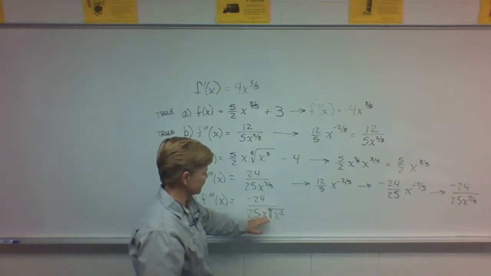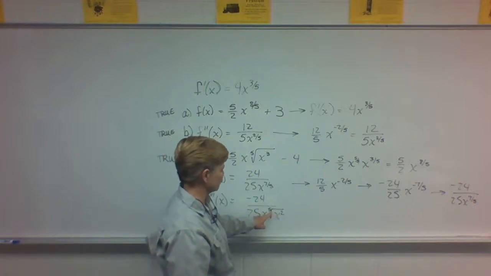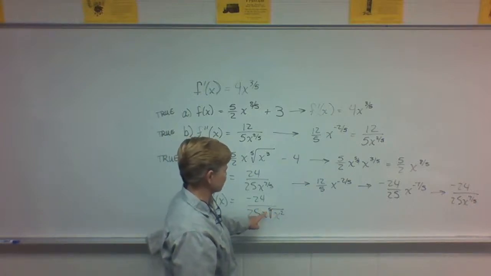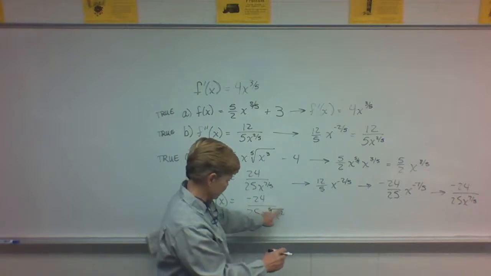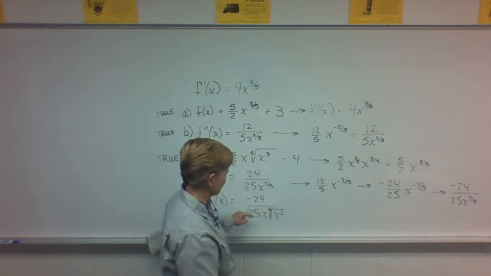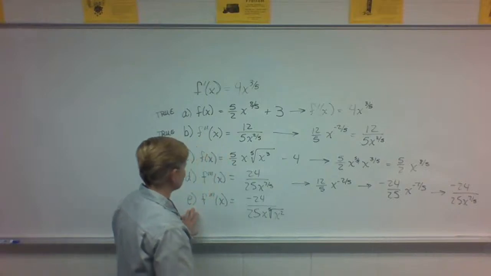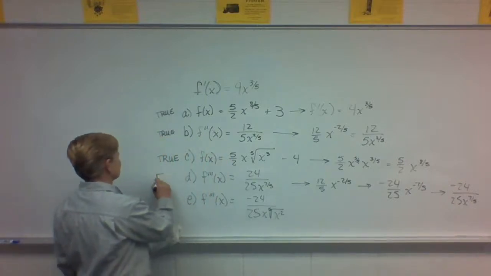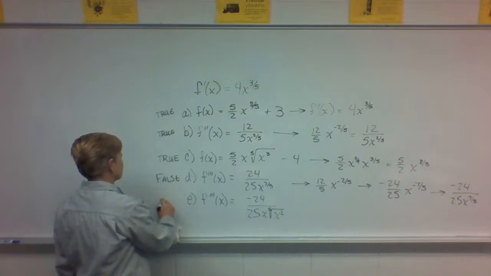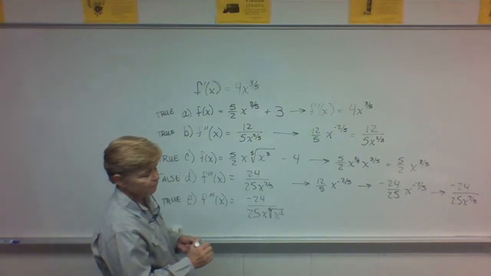This is x. If you think about this down here, this is x to the 2/5 times x to the 5/5. That's x to the 7/5. That belongs, this is x to the 7/5. And I've got negative 24 over 25 here in E, but I don't have that in D. So this is the false one. And this one's true. And this was only false by a negative sign, but it's false.